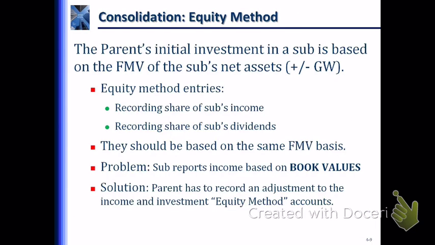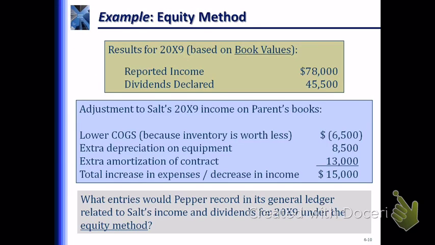So how we do this, if we're doing equity method, we usually record the parent share of the sub's income, the parent share of the sub's dividends, and then we do an adjustment for the difference between the book value and the fair market value of the assets. So we'll do a third entry, which we call the amortization entry, where we do the adjustment to the income reported. So pretty much the same information we had before.